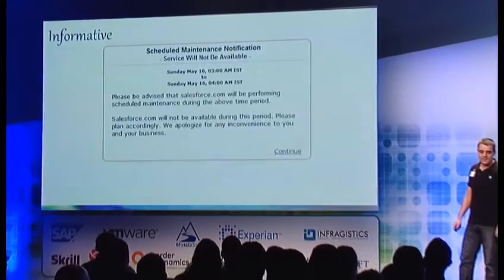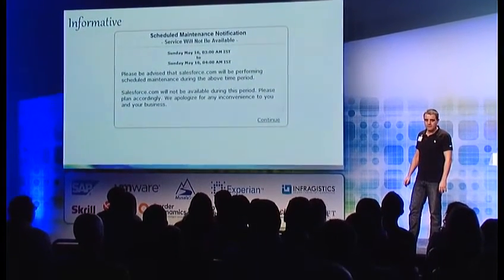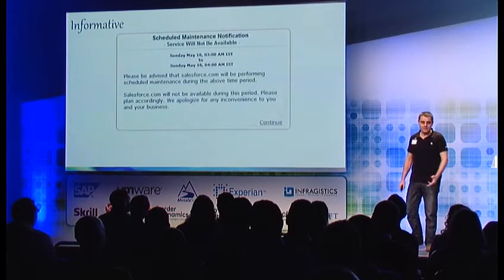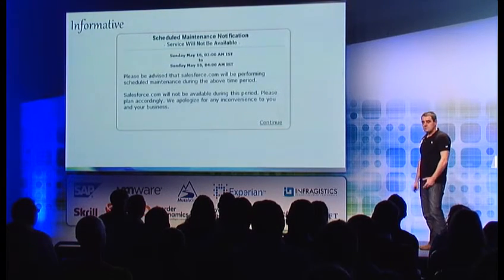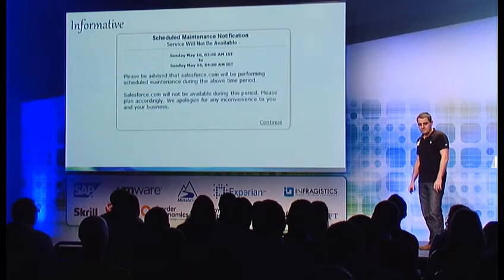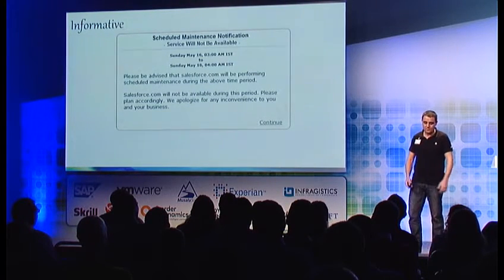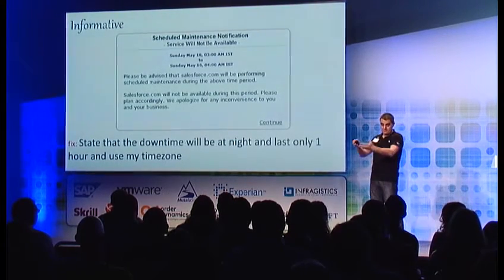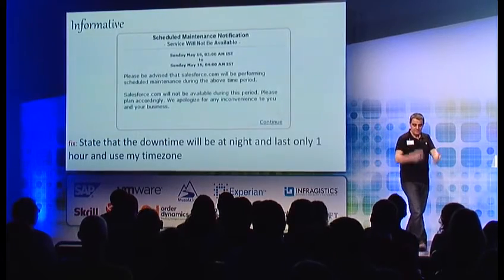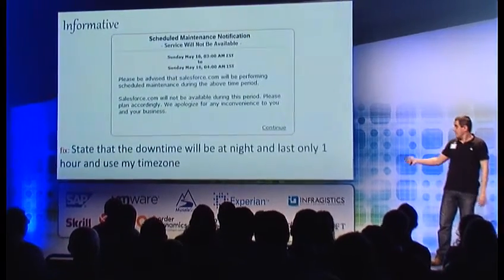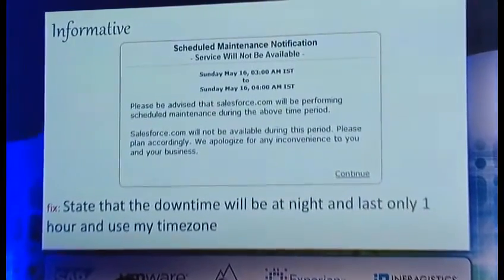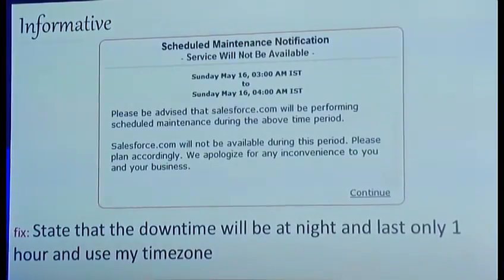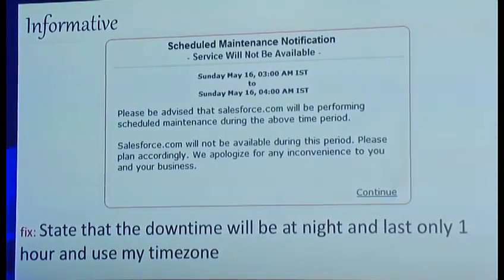3 a.m. IST. Okay, 3 a.m., that must be at night. I usually sleep at that time. And IST, what the hell is IST? I don't know. Well, how do you fix this? State that the downtime is at night. Tell it in my time zone so I can be aware of that. Probably this IST means somewhere in the United States. So when it's 3 a.m. there, it's not that late or that early here in Bulgaria.